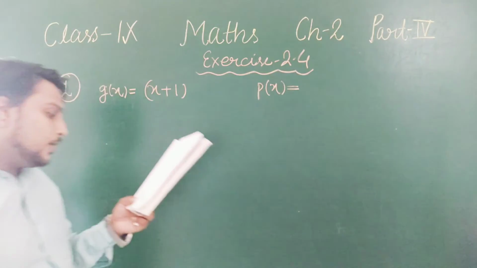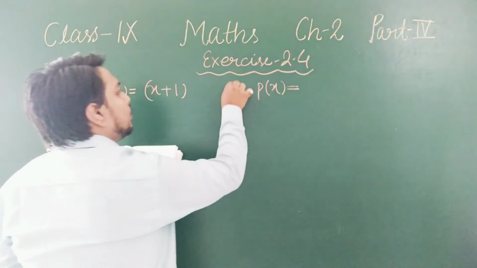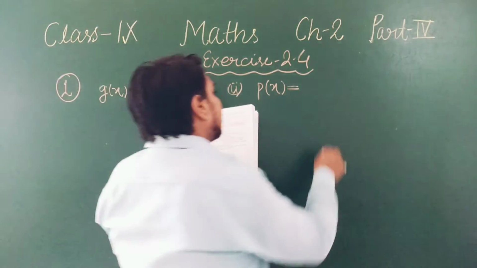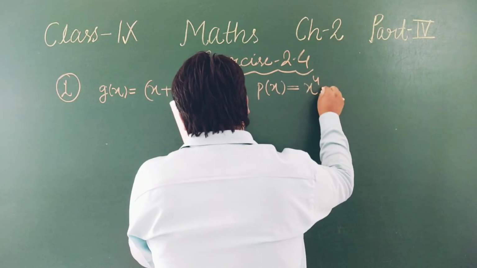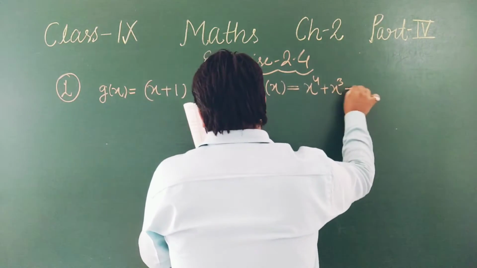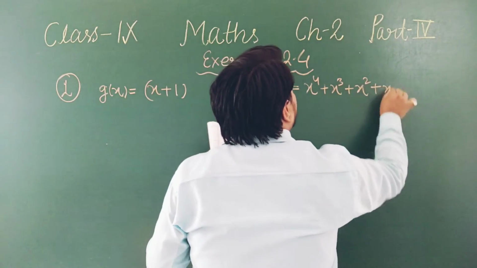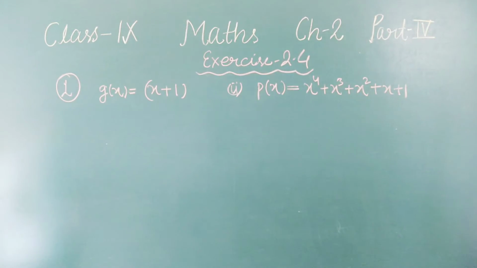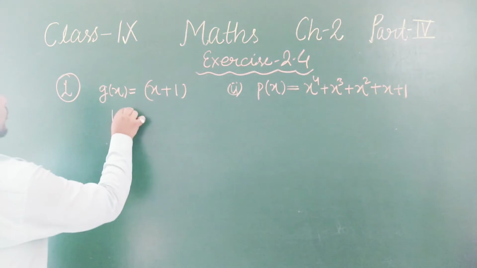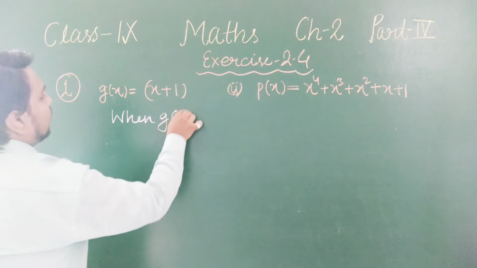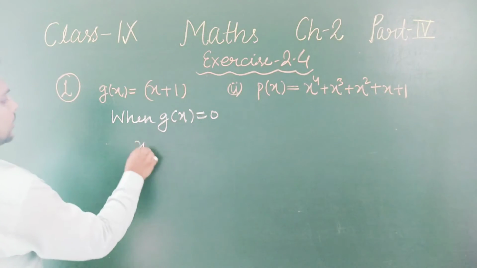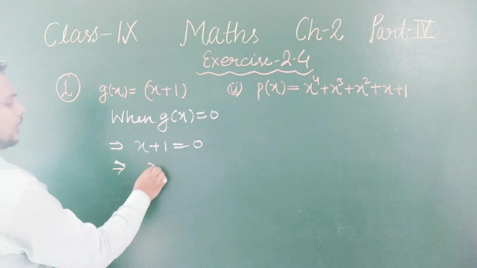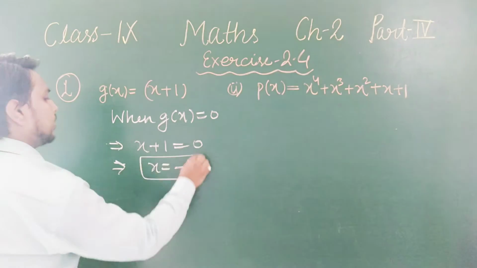Suppose I am discussing the second part of this question. Question number 1, second part. In this part, the polynomial given is x to the power 4 plus x cube plus x square plus x plus 1. Let us check whether x plus 1 is a factor of this polynomial or not. So we will write that when g(x) is equal to 0, then x plus 1 is equal to 0, and hence we will get the value of x as minus 1.